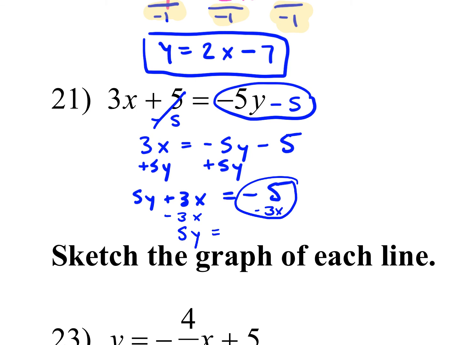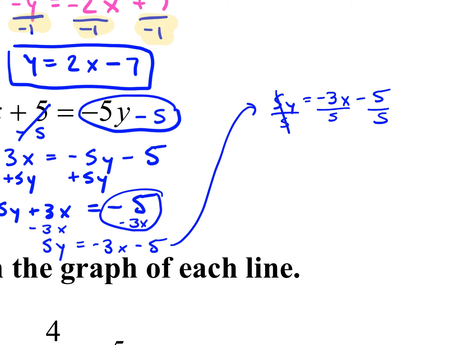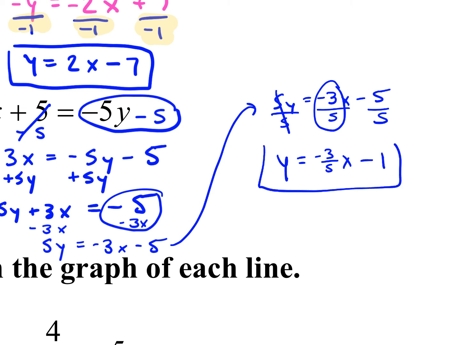So I have 5y is equal to, what should I write next? Negative 5 or negative 3x? Negative 3x minus 5. I'm going to rewrite this up here, just give me some more space. So 5y is equal to negative 3x minus 5. And then what should I do? Divide everything by 5. So this cancels, and I'm just left with y. Can I simplify this? Nope, so negative 3 over 5x. And what's negative 5 divided by 5? Negative 1. Awesome.